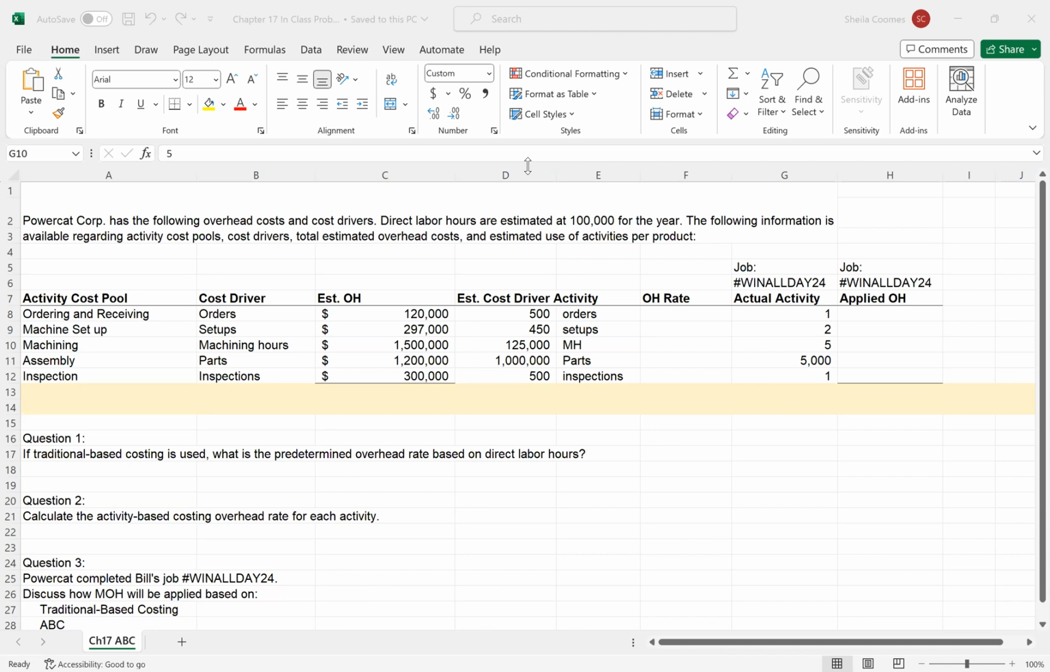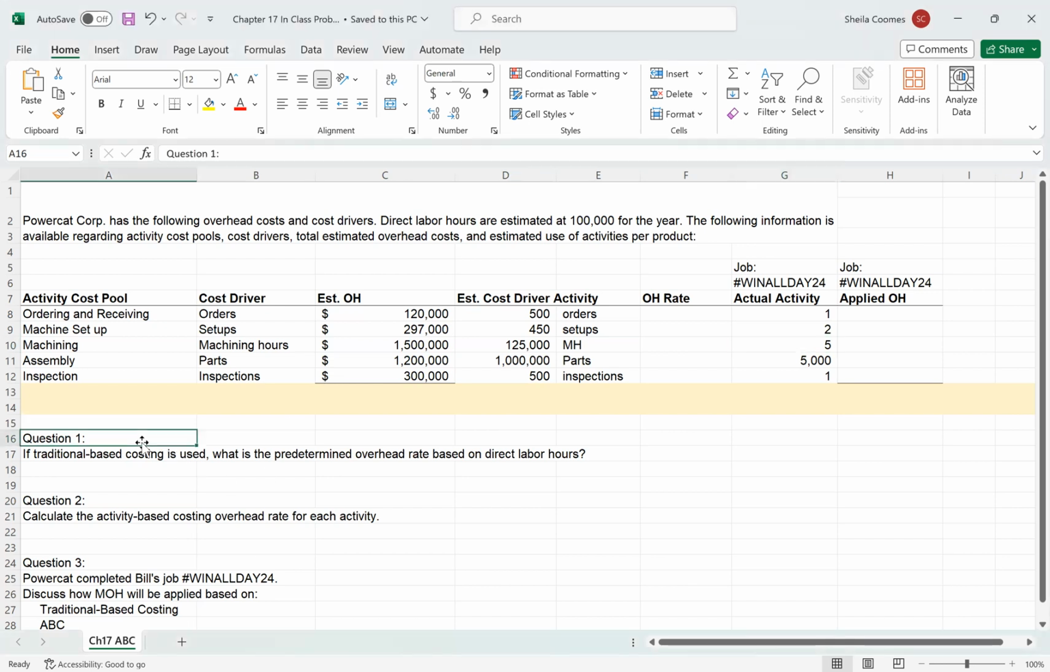So in talking about activity-based costing, I'm going to use this example here for PowerCat Corp to talk about some different ways to think about the difference between traditional overhead application, which is one driver, versus activity-based costing, which is the application of overhead with multiple drivers. So as we look at this, there are some questions at the bottom here.